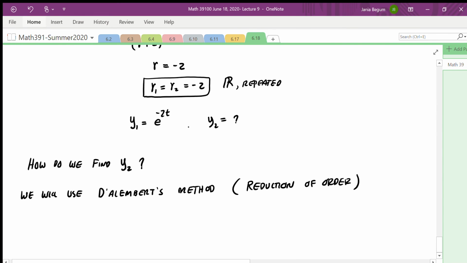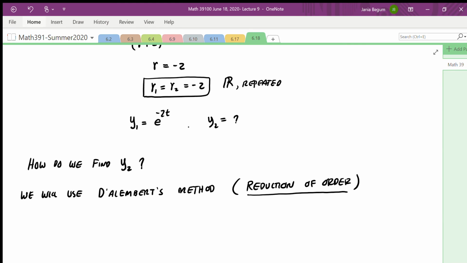The reason I give you the mathematician's name is because we should always honor these people, because they worked through a lot for us to really get this far. So they should be honored for that. But the method is really reduction of order that we're going to use to seek the second solution. So how does it work?